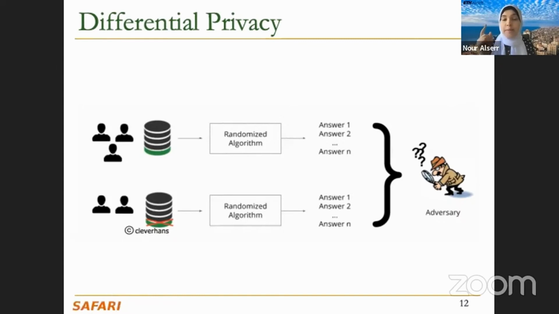So imagine we have a data set and we have a neighbor data set. Both of them are the same. They differ only in one row. So if the adversary sends his query to the data set, he will be confused about where the answer he got came from. Was it returned by this data or the other data? So this is the brief idea of differential privacy.